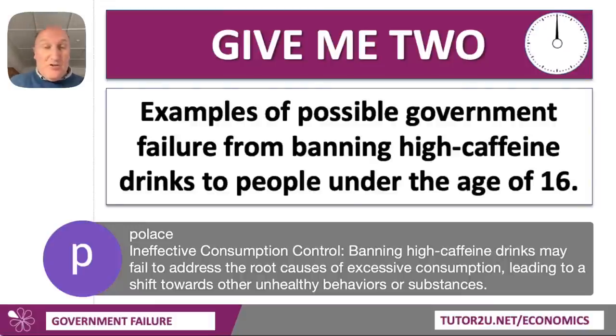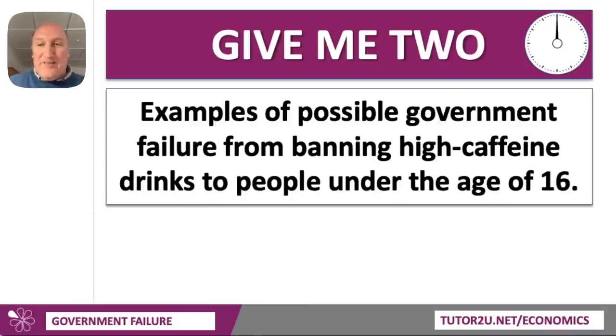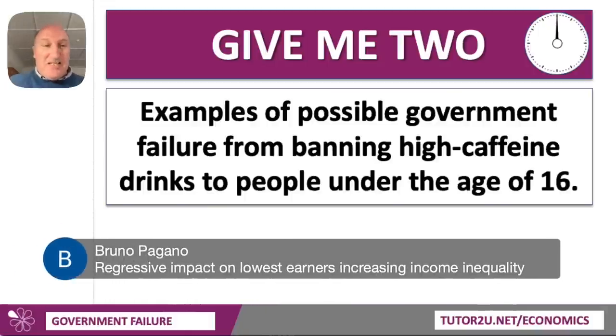That would be terrific. Just a word for Bruno Pagano. Bruno Pagano is now in the building, which is good news. We still haven't found George Bulldog, but the Riddler is here. And here's Bruno's point: regressive impact on the lowest earners, increasing income inequality. Yeah, I'm not sure how many. Yeah, it's possibly low-income families with a lot of teenagers, possibly.